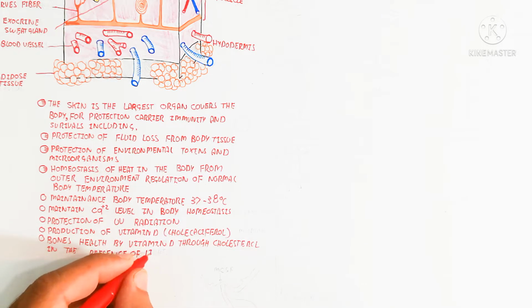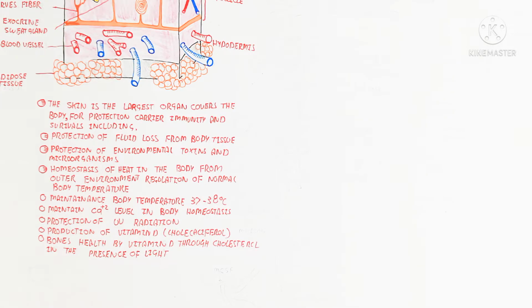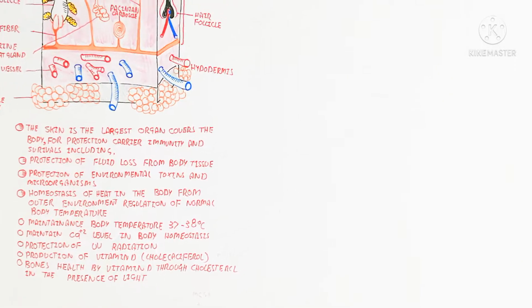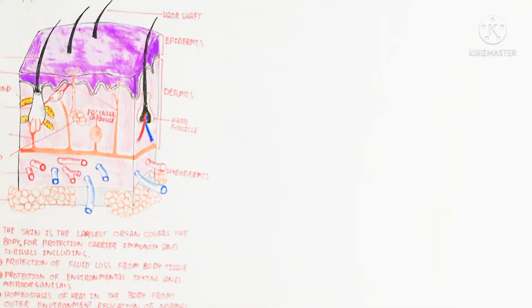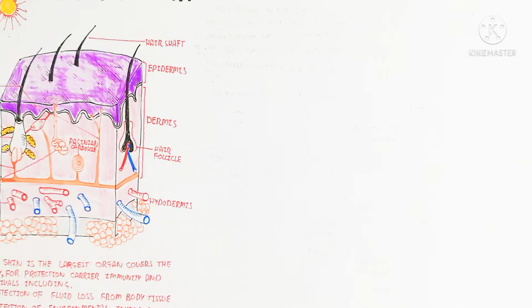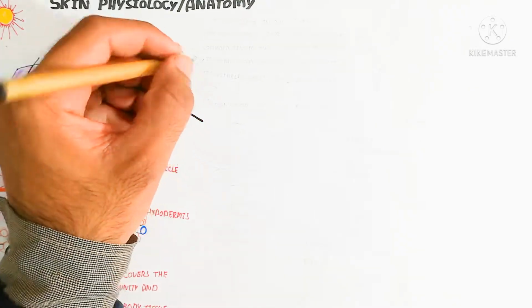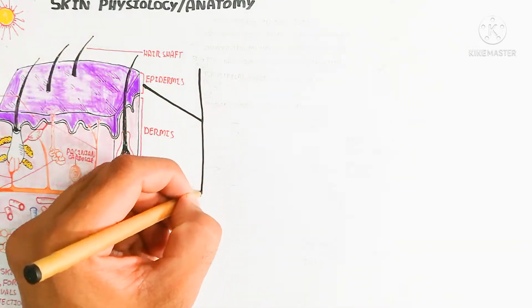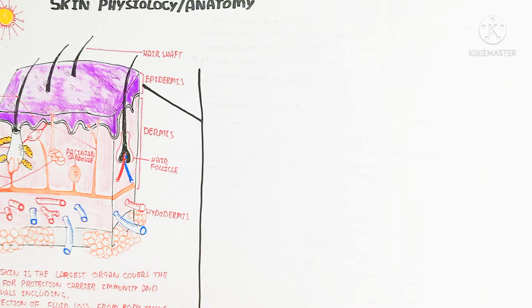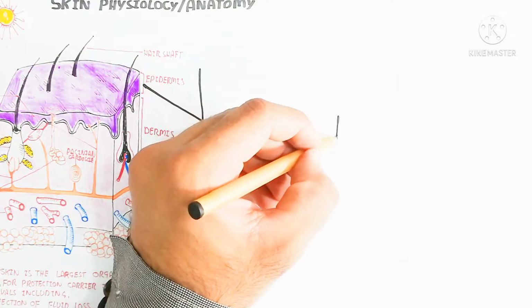All of this is related to skin function. So let's begin to understand the skin anatomical aspect. Inside the skin, down below, is the hypodermis, which contains adipose tissue, which provides insulation of the body as well as energy, and acts as a shock absorber.